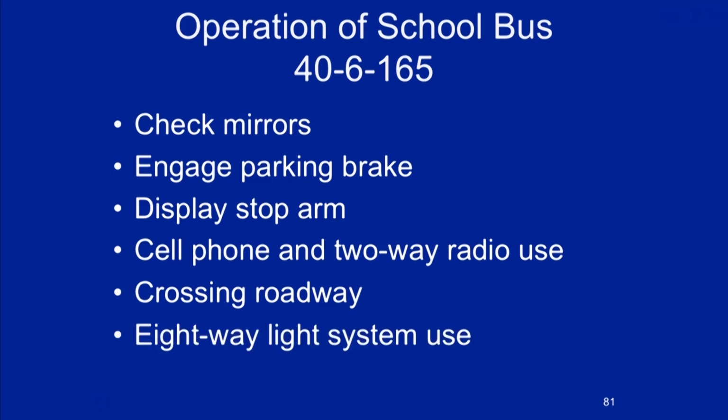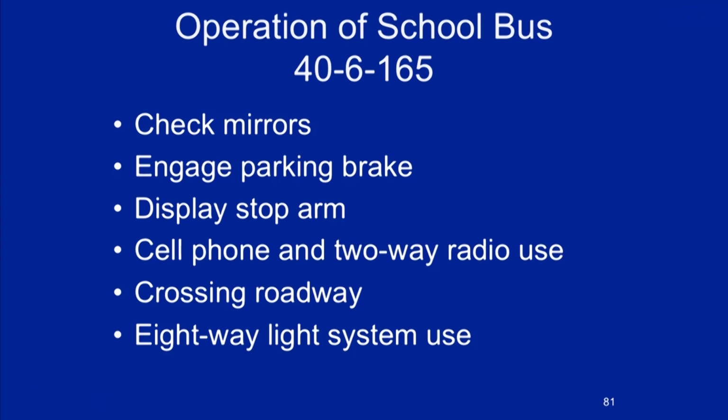And finally, the provision in the law says that the 8-way light system must be used. So your 8-way flashers must be operating when you're loading and unloading students, and as a part of that, the crossing gate must also be out. So let's kind of review. This law says that, again, certain pieces of equipment must be on your bus and they must be operational, and you must be using them when you're loading and unloading students.